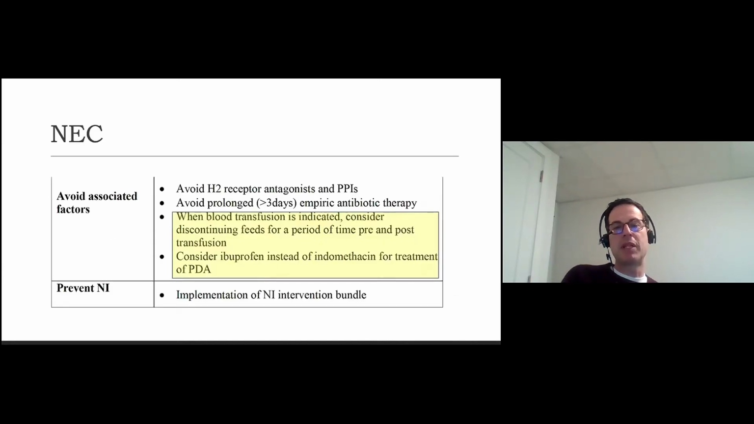Something that I think is a bit controversial, or very controversial, is when blood transfusions are indicated. They have suggested considering discontinuing feeds for a period of time, pre and post transfusion. I can say that's not something we've adopted. But one thing we have adopted is the use of ibuprofen instead of indomethacin for PDAs.